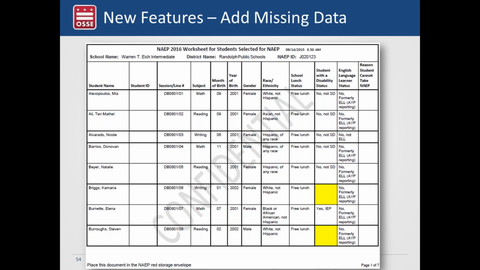Then, as well as the subject and test mode. Those pieces of information are generated by NAEP during the sampling process. Everything else that includes demographic information, you will be able to modify if that information is incorrect, or as you can see with the yellow boxes, if the information is missing, you will be required to enter information there.